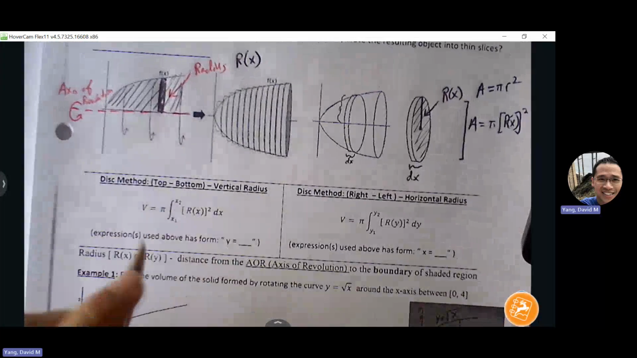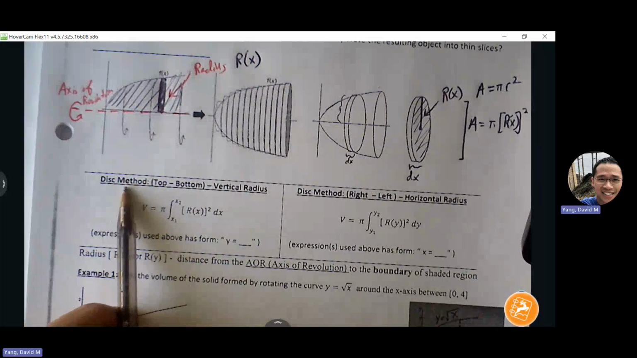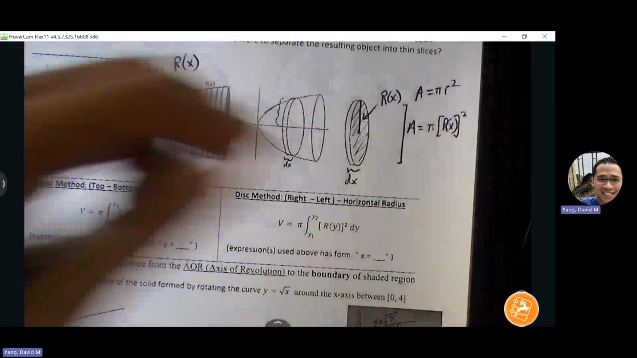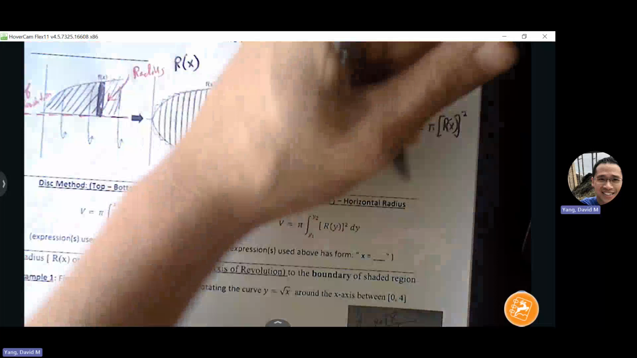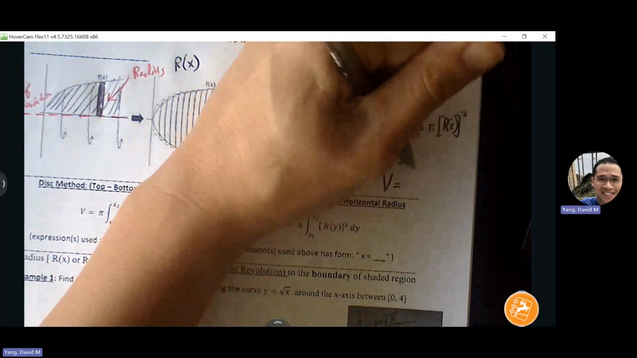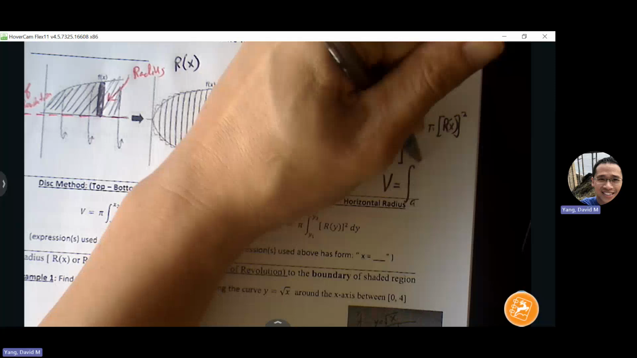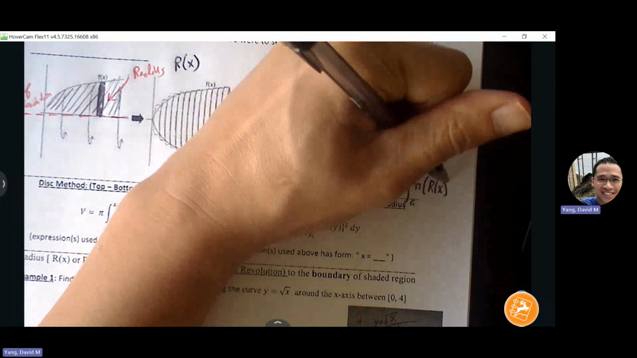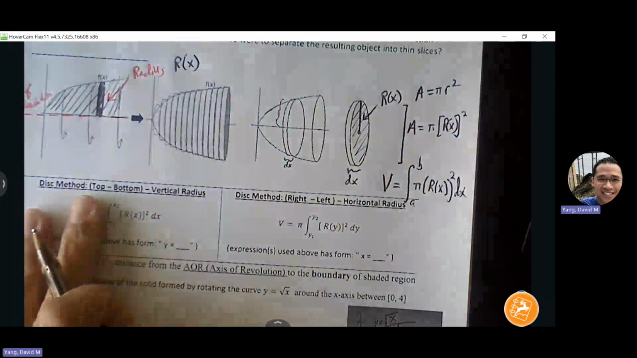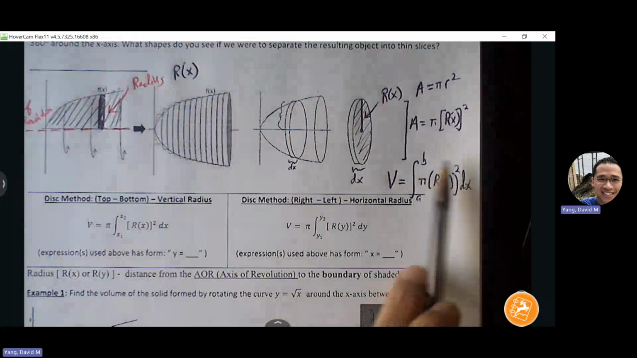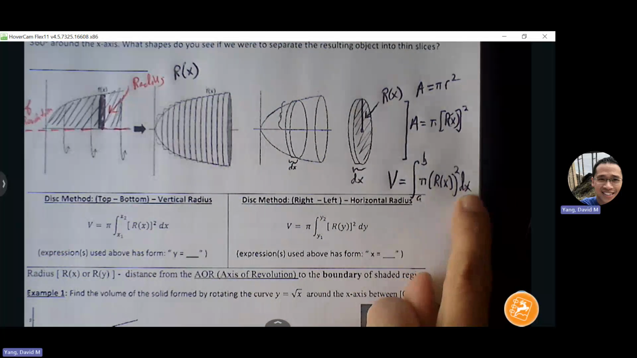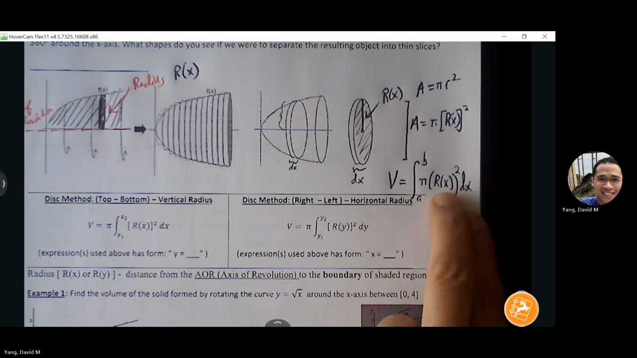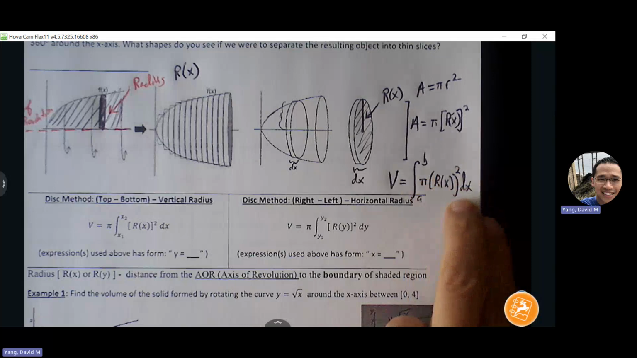We call this the disk method, right? Because we're adding infinitely thin circular disks. So our volume is, I'll put this here and then we can adapt it. Our volume is the integral from a to b of pi r of x squared dx. So you see that pi r squared, that's two dimensions. dx is another dimension, so that gives it that third dimension.